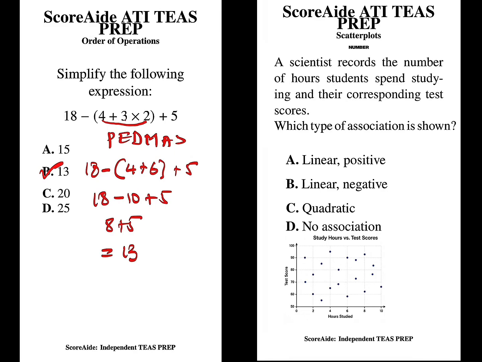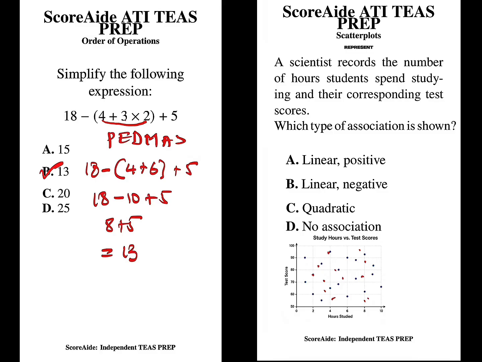A scientist records the number of hours students spend studying and their corresponding test scores. Which type of association is shown? So A, we have linear positive, linear negative, quadratic, no association, right? When you look at this graph, you see that the dots are evenly scattered with no clear pattern, right? It is not a curve. If you want to connect these dots, it doesn't represent a curve.